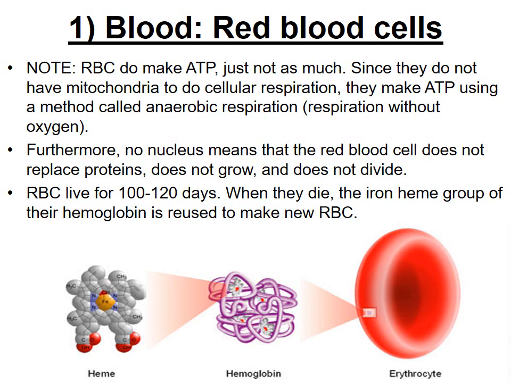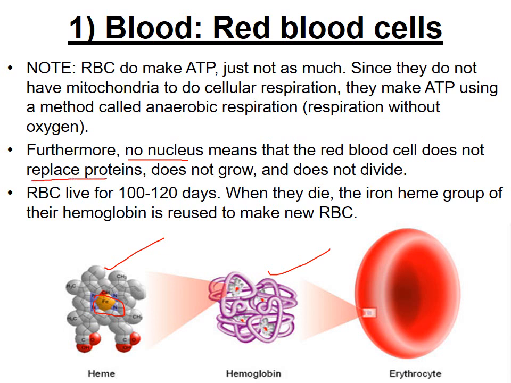Red blood cells, just a little note about them. Here we zoomed in and took a look at the hemoglobin, and each hemoglobin has a heme with an iron in it to help it bind oxygen. Remember that because there's no nucleus, there's more room to hold oxygen, but that also has a few other implications. It means that red blood cells actually can't replace proteins when they're gone.